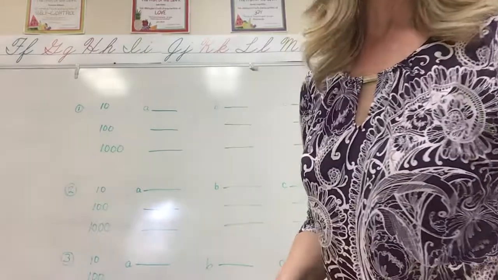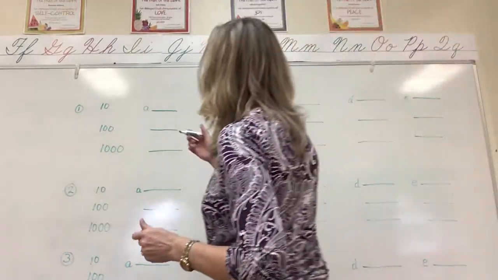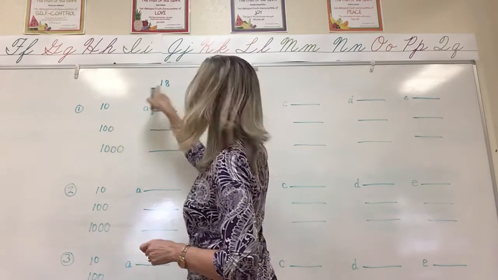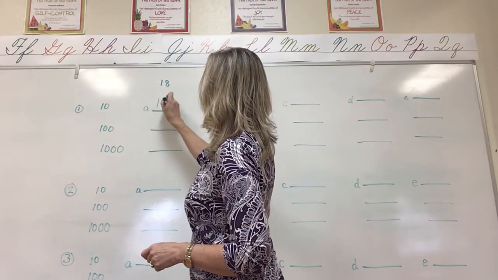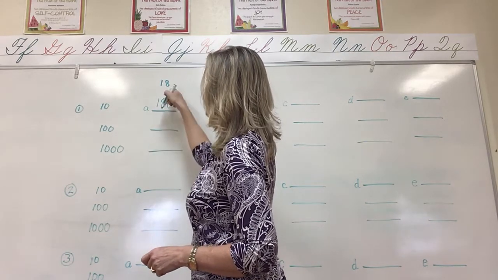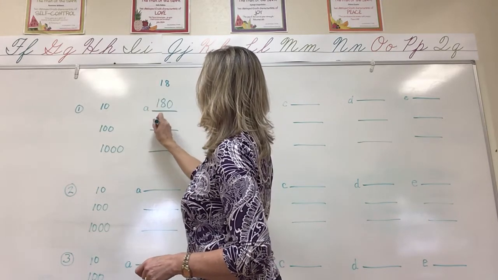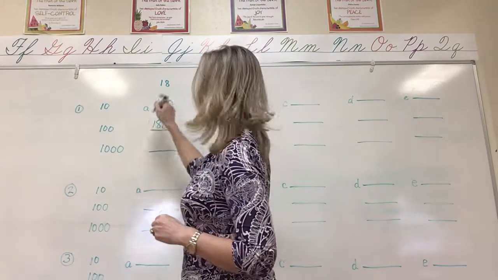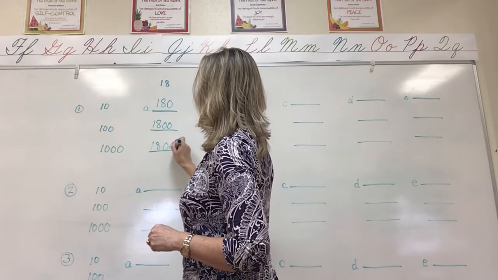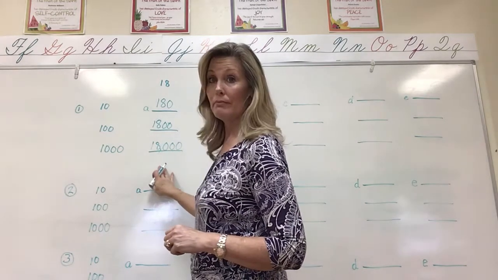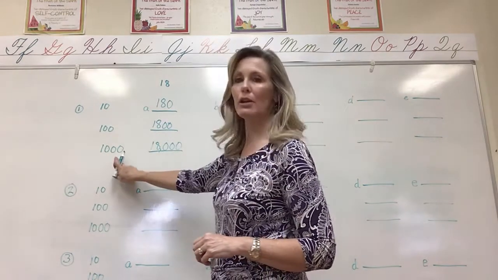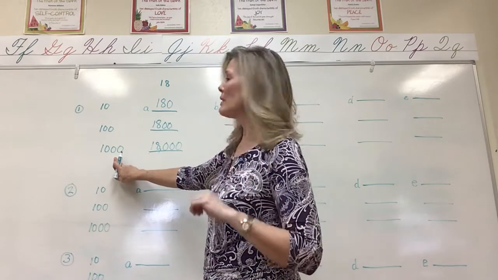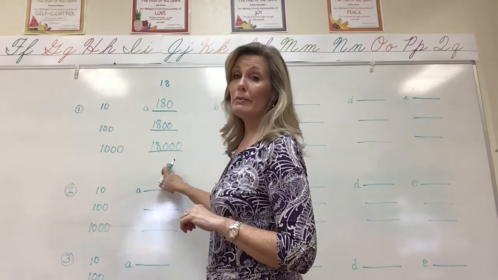Okay, so my first number is 18. If I start out with 18 and I multiply it by 10, I'm going to put a 0 at the end. If I multiply it by 100, I'm going to put 2 zeros at the end. If I multiply it by 1,000, I'm putting 3 zeros at the end. And I'm going to put a comma here because 3 places. Why didn't I put a comma here? You don't really need a comma if there's just 4 places. But once you get more than 4 places, you need to put your comma.